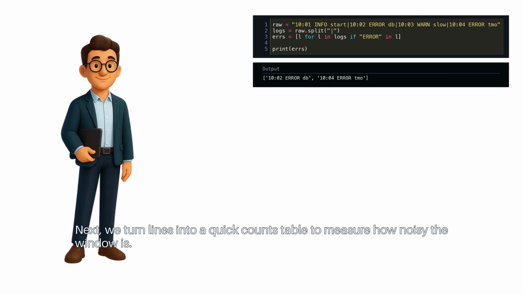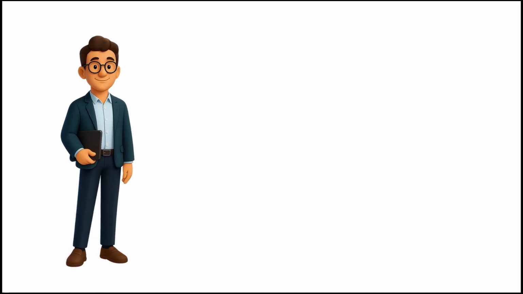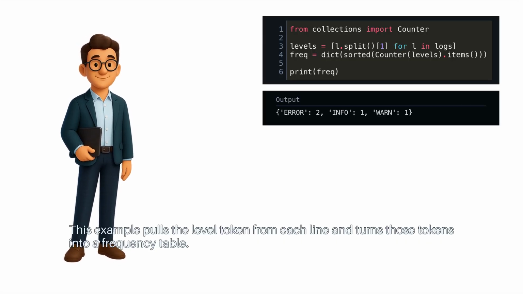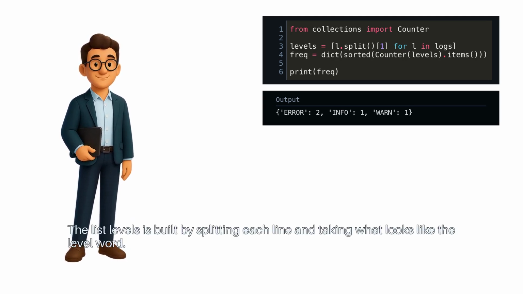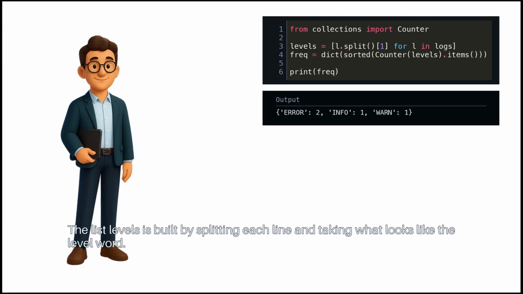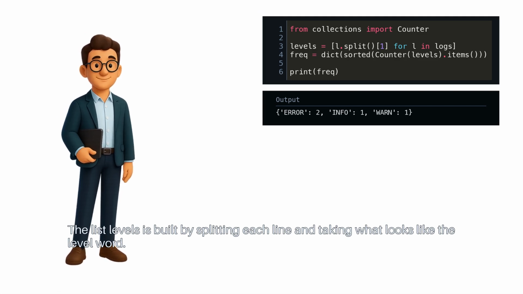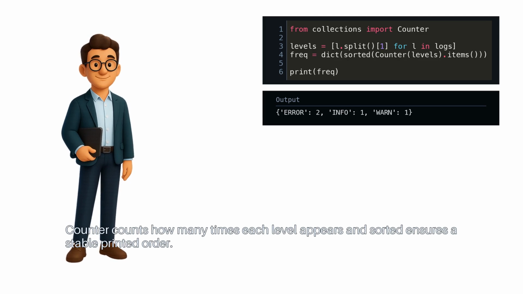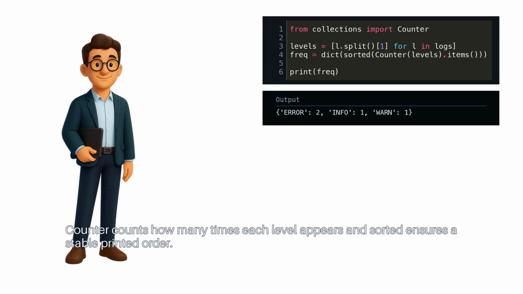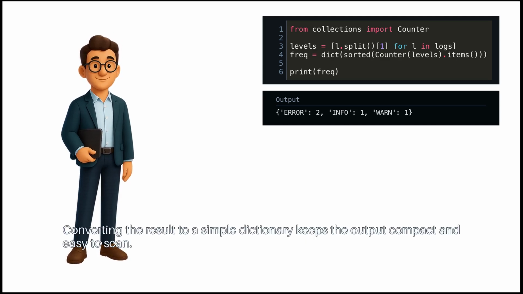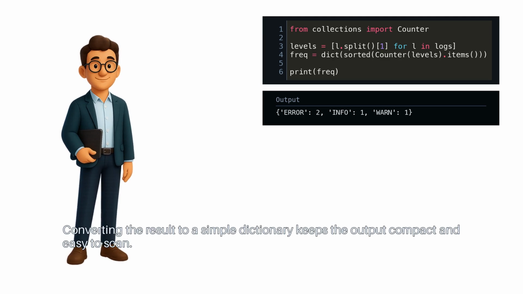Next, we turn lines into a quick counts table to measure how noisy the window is. This example pulls the level token from each line and turns those tokens into a frequency table. The list levels is built by splitting each line and taking what looks like the level word. Counter counts how many times each level appears, and sorted ensures a stable printed order. Converting the result to a simple dictionary keeps the output compact and easy to scan.